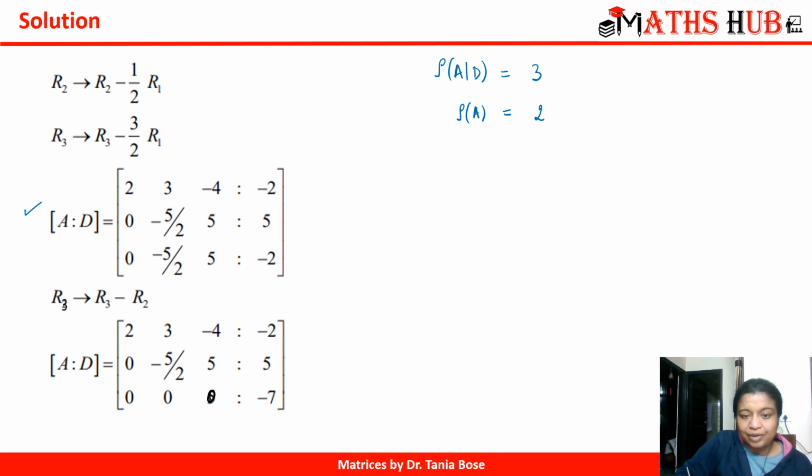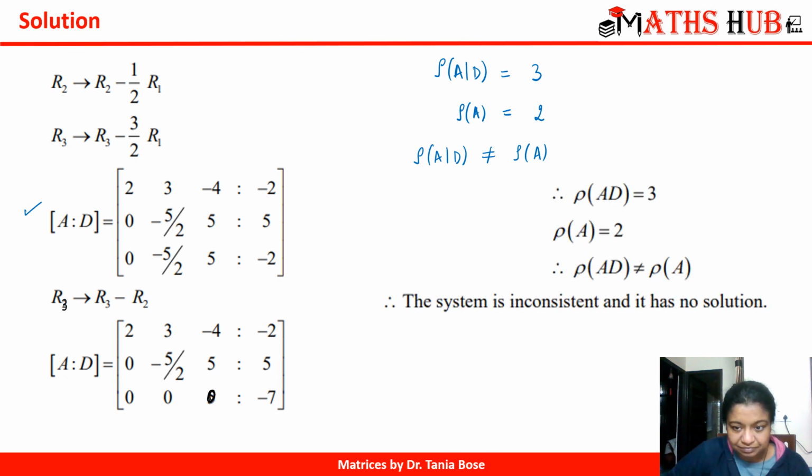From here, you can see that the condition that gets satisfied is rank of A augmented D is not equal to rank of A. And whenever rank of A augmented D is not equal to rank of A, the system is inconsistent, right? So it's simple enough.